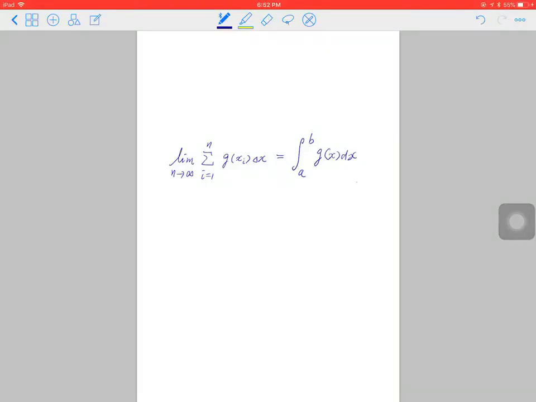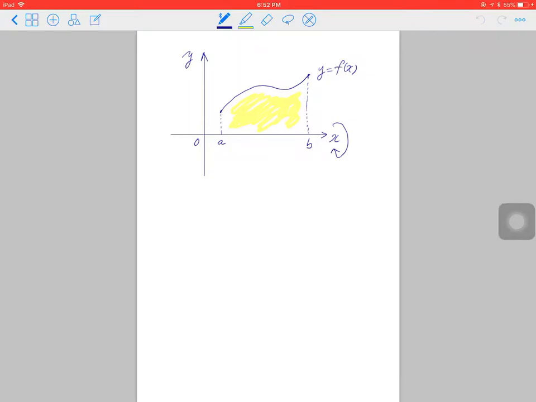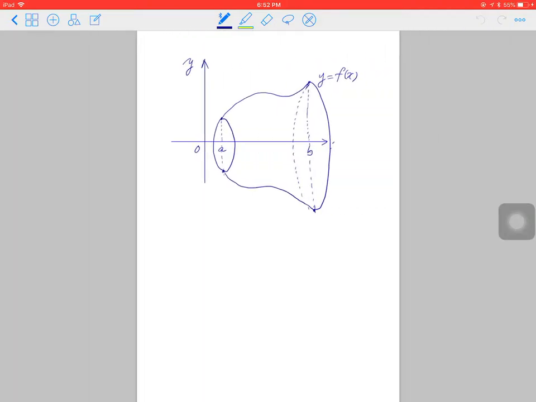We just establish the relation of this. That means the limit can be calculated by using an integration. Okay, the volume of the solid of revolution. Suppose the function f(x) is rotated about the x-axis and forms a solid of revolution like this. Then how do we find the volume?